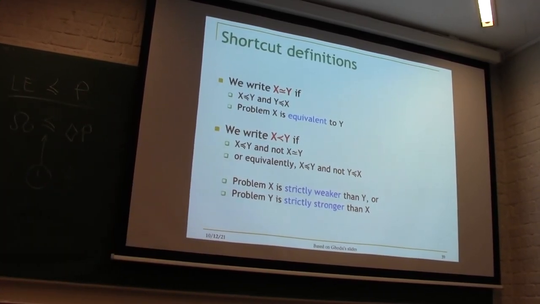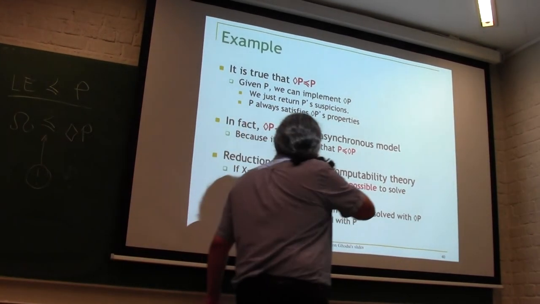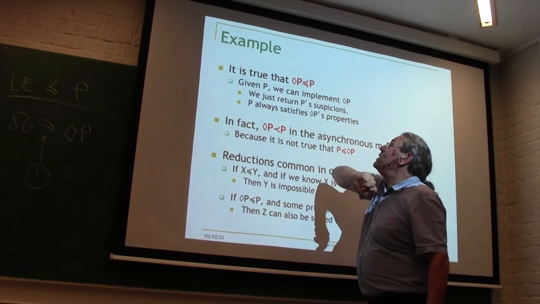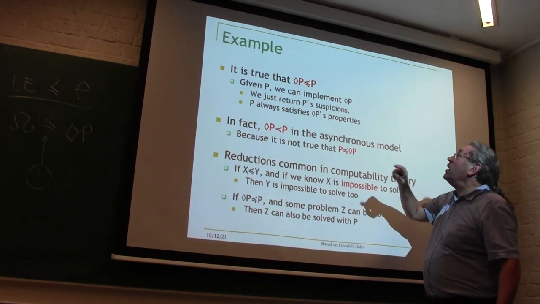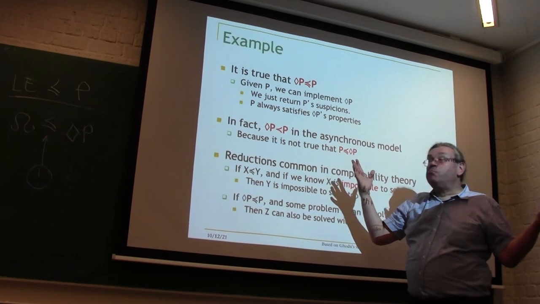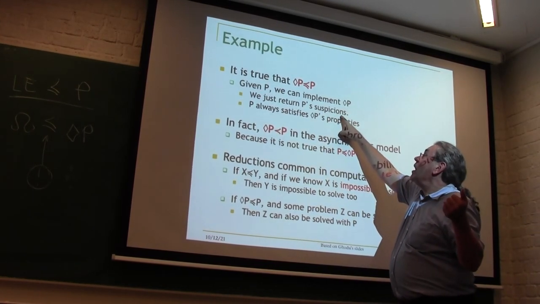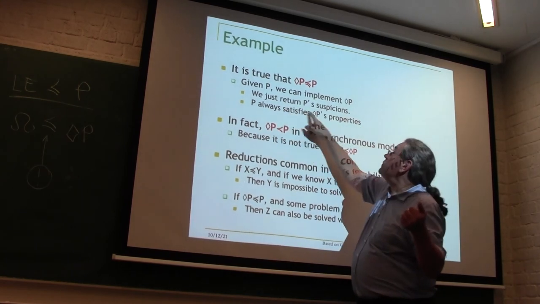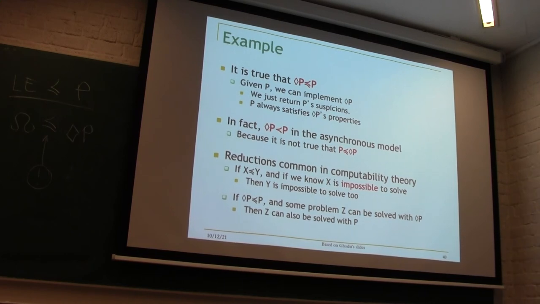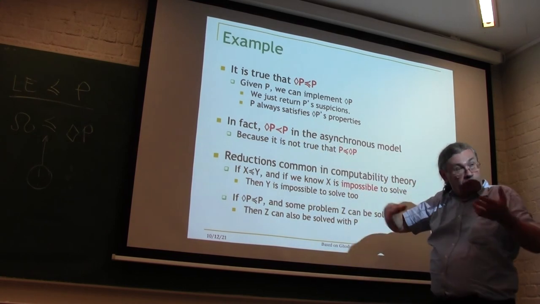Okay, so we actually have some examples of that. For example, eventually P is reducible to P. That's easy, right? Given P, we can implement eventually P. That's completely trivial. We just return P's suspicions, and it will always satisfy eventually P. It's actually a very good eventually P, because it's not making any mistakes.